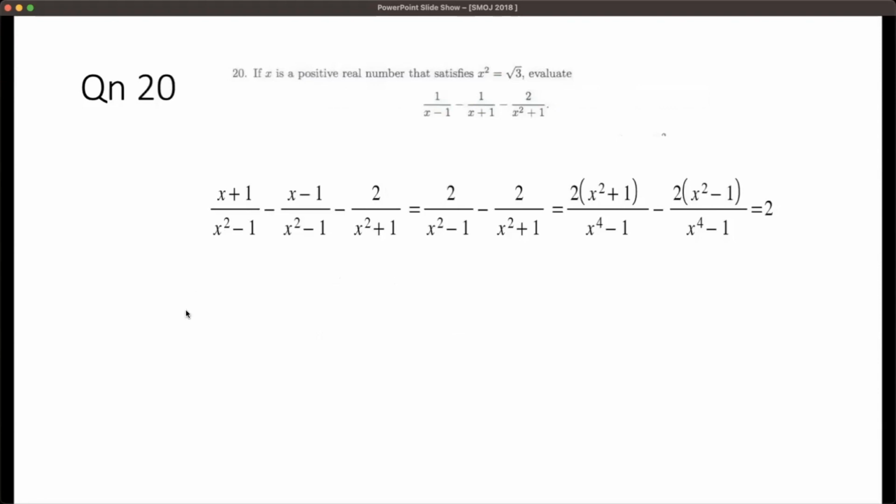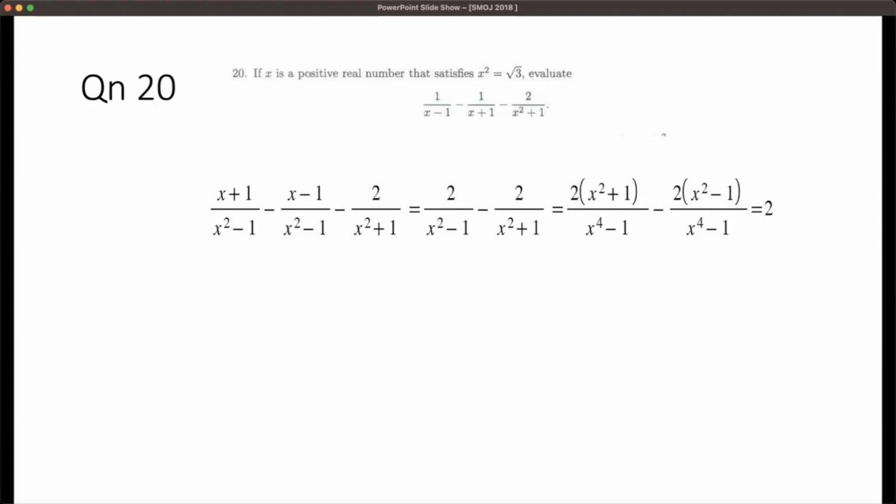And now for the last question, question 20. If x is a positive real number that satisfies x squared equals square root 3, evaluate this. For this question, it is important to use the algebraic formula a squared minus b squared equals (a minus b)(a plus b).